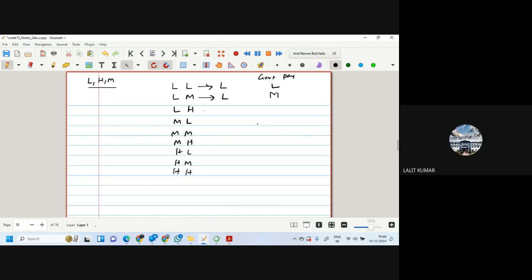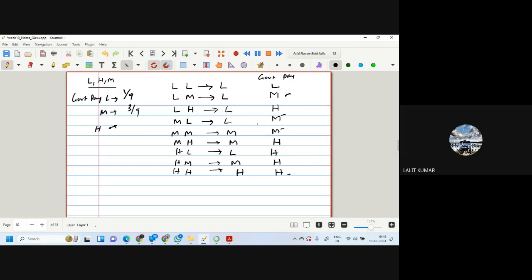Here L will win, but the government will pay M. Here L will win, but the government will pay H. M will win, government will pay M. M will win, government will pay H. L will win, pay H. M wins, H. H wins, H. So it means the government pays L in how many cases? Only 1 by 9. M in 3 by 9. And H in 5 by 9.